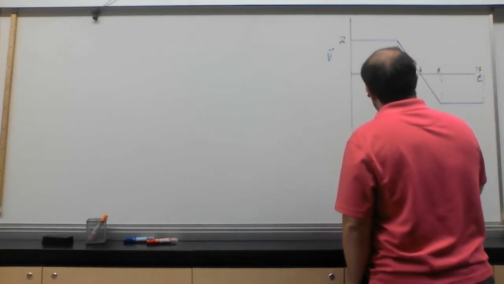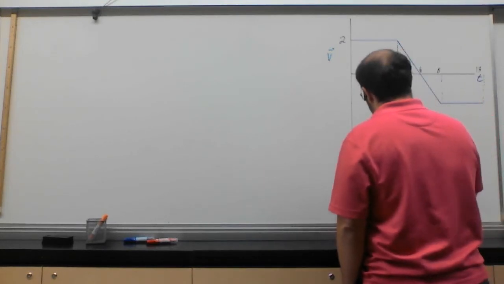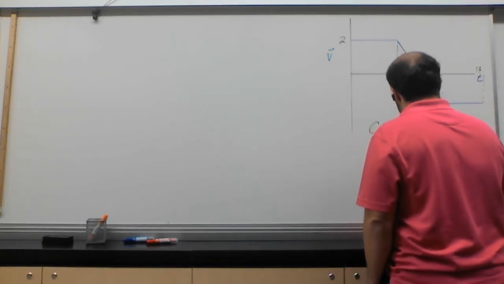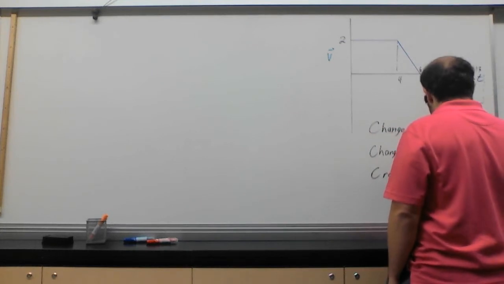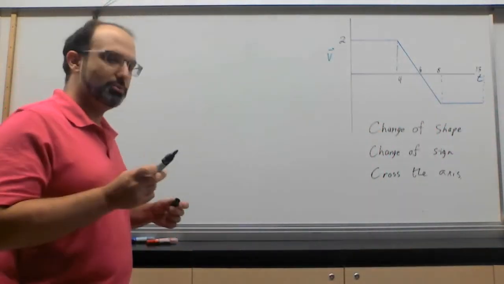We could also add another one: change of shape, change of sign, or cross the axis. So those are our three criteria for when we cut up the graph.